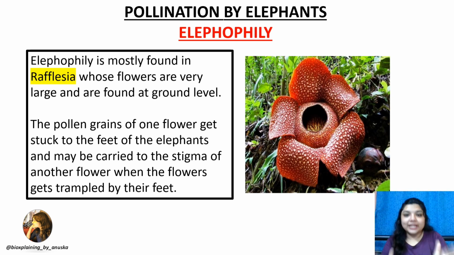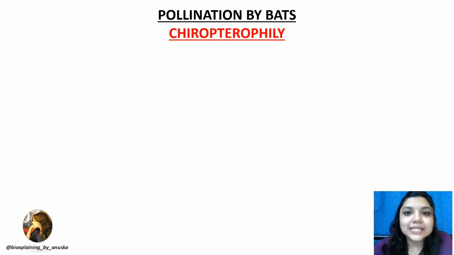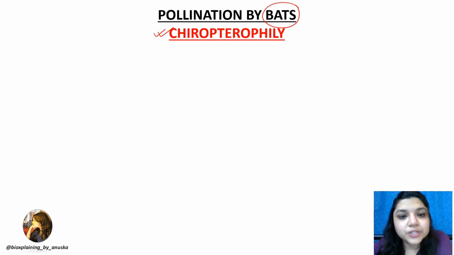So Elephophily refers to the type of pollination where unknowingly elephants transport pollen grains by trampling on one flower, carrying the pollens under their feet, and then going to the next flower and transferring the pollens to that. Okay, so now talking about the final type of pollination by a biotic factor, that is pollination by bats. We call this Chiropterophily.